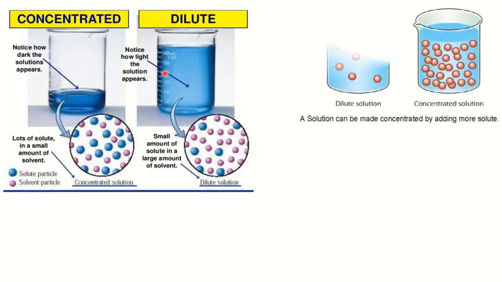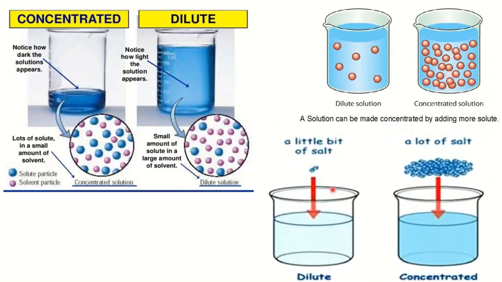Again, if the amount of solvent is the same in two solutions and here the amount of solute is less compared to that solution, then this solution is dilute, and here the amount of solute is more, so this solution is concentrated. Look, here a little bit of salt is dissolved in this solution. So compared to that solution, this solution is dilute, because a lot of salt is dissolved in the concentrated solution.